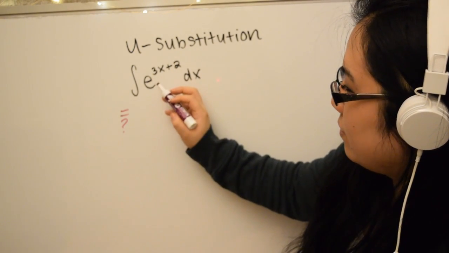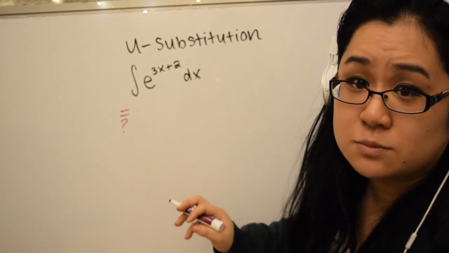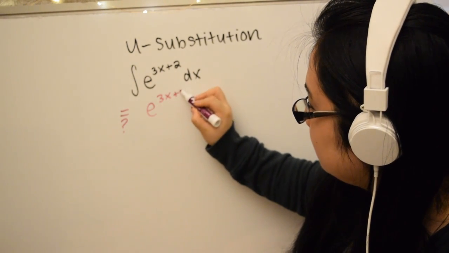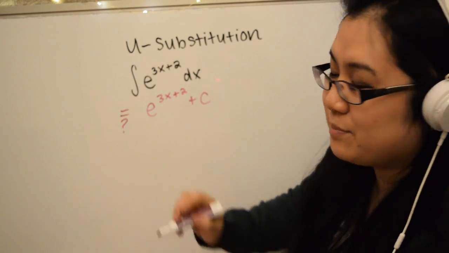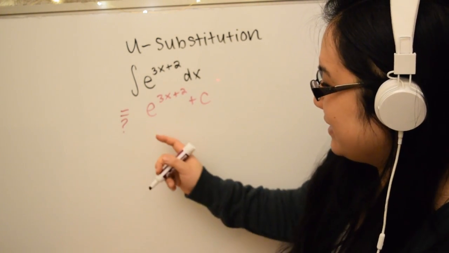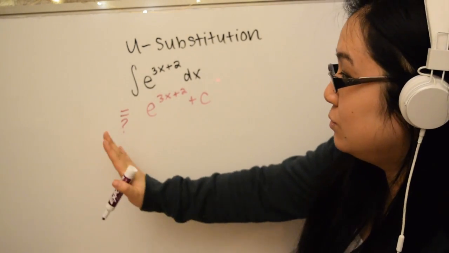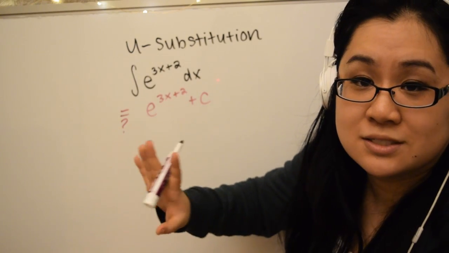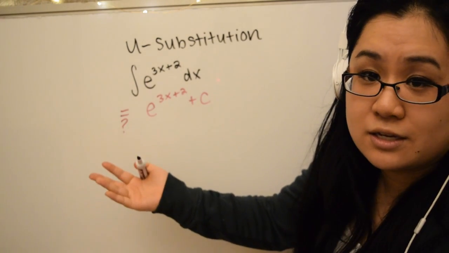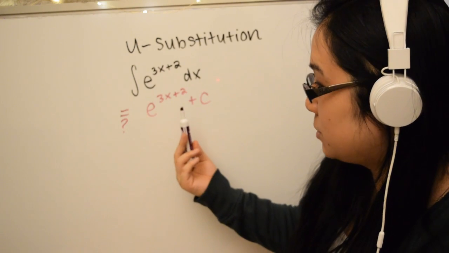So you might go, and I'll just leave a little question mark here, oh, well, e to the x, the integral, that's e to the x. So e to the 3x plus 2 is probably e to the 3x plus 2 plus c. And I'm putting a question mark there because that's probably not right. But this would be a very valid guess up to this point, assuming that we only know our basic integrals. Well, the integral of e to the x dx is e to the x, so e to the 3x plus 2, the integral of that must be e to the 3x plus 2.